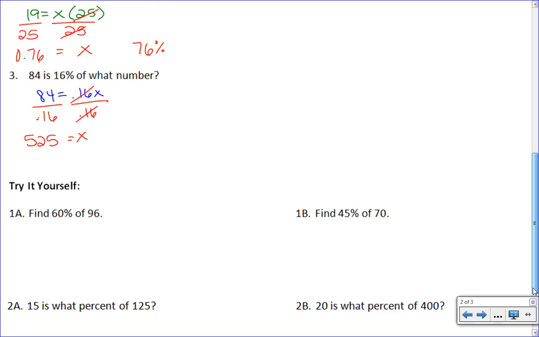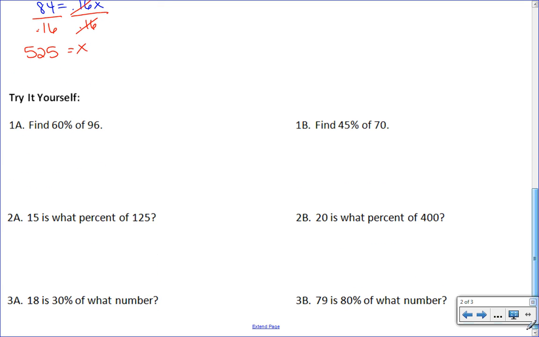Okay. There's a few try-it-yourself problems for you to work on at the bottom of this page. Again, make sure that you are setting these up with a percent equation, not with a percent proportion. Make sure that you're showing work. So go ahead and pause the video, work through those problems, and then hit play to resume when you're done.